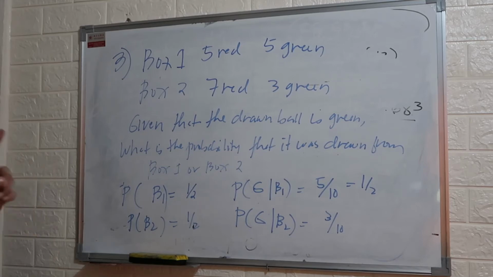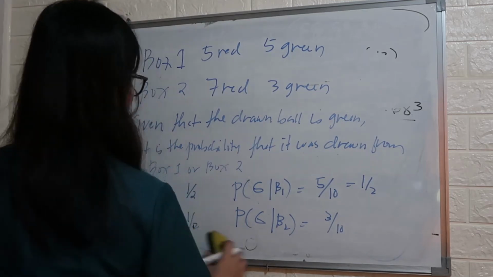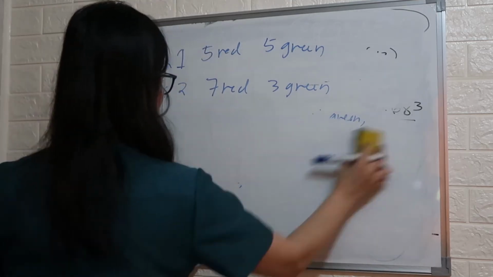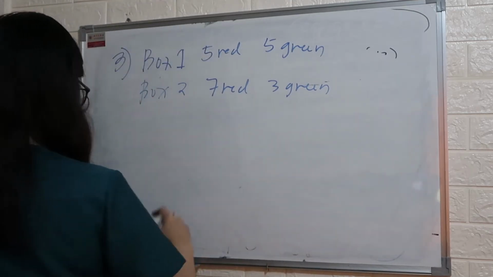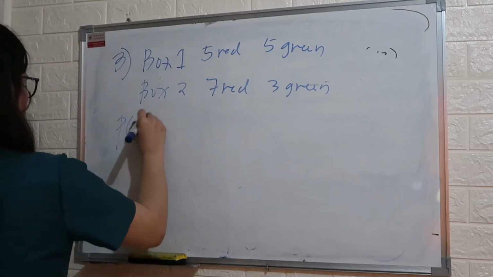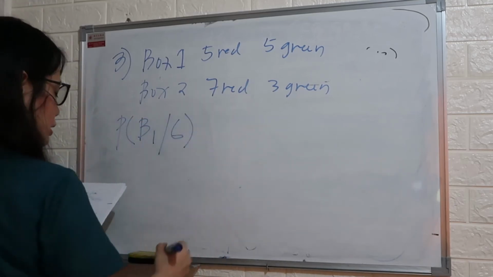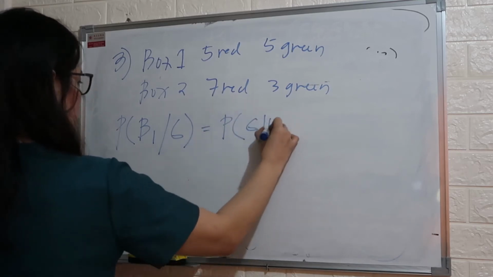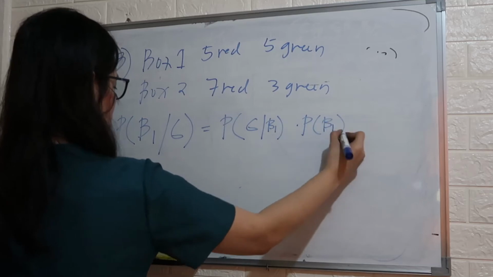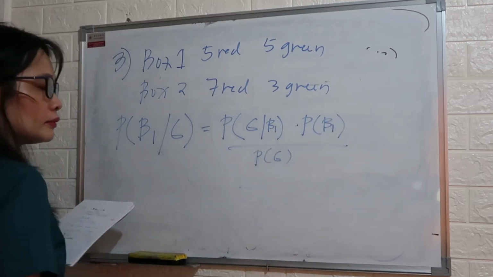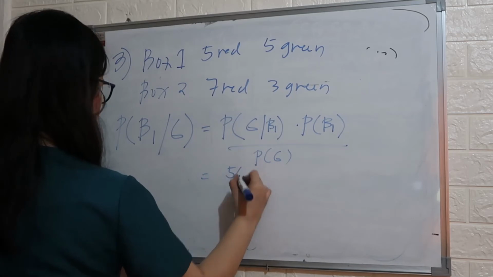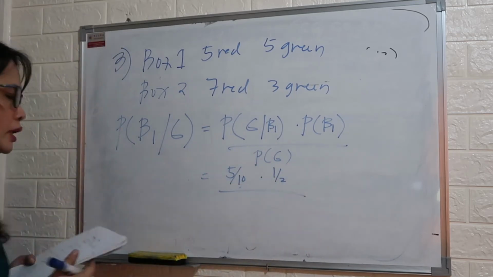Now, the question is, what is the probability that it was drawn from box 1 or box 2? So the probability of box 1 given it's a green. That will be the probability that green is in box 1, multiplied by the probability of selecting box 1, over the probability it's green. So that will be 5 out of 10 multiplied by 1/2 over the probability of getting green.